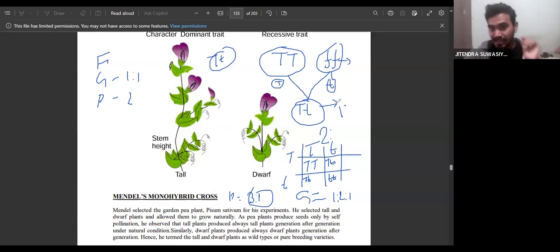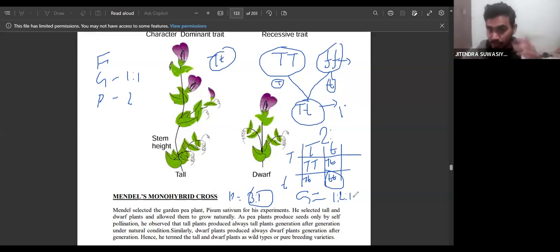He observed that whatever character was present in the parent that was not expressed in the F1 generation, in the F2 generation that character is expressed as the recessive trait. Like that small t, the recessive trait, that was not expressed in the F1 generations, but after the self crossing of F1 generations, he found that the recessive trait is also expressed in the F2 generations.